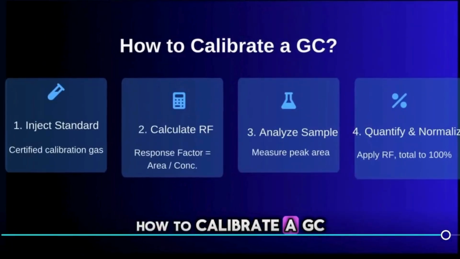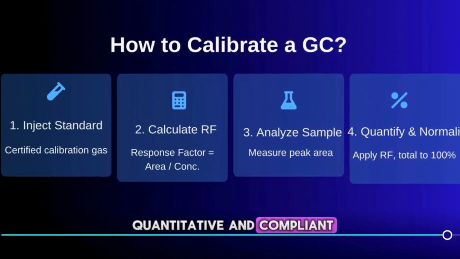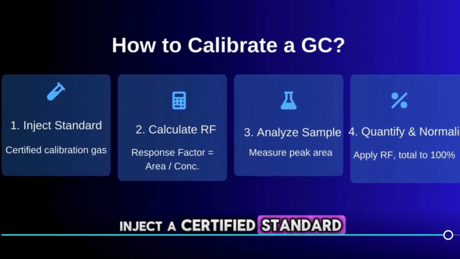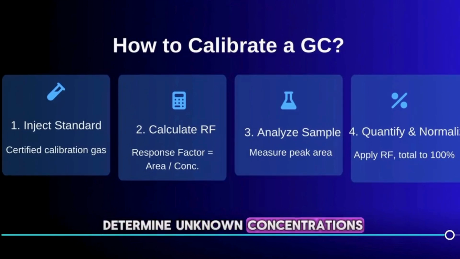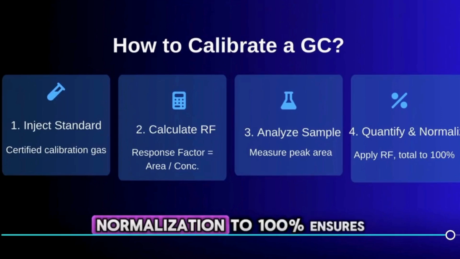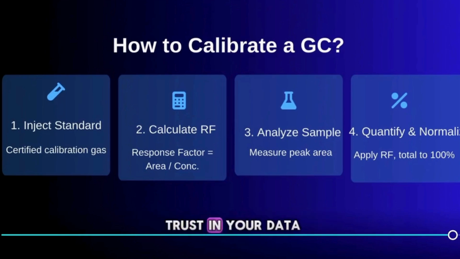How to calibrate a GC. Calibration keeps your GC quantitative and compliant. Inject a certified standard, calculate the response factor, and use it to determine unknown concentrations. Normalization to 100% ensures accurate reporting. Consistent calibration equals consistent trust in your data.